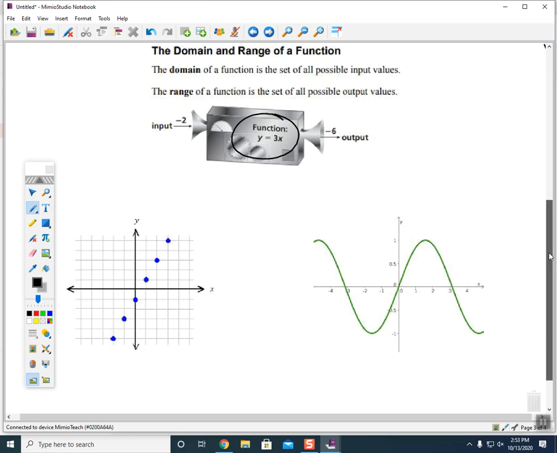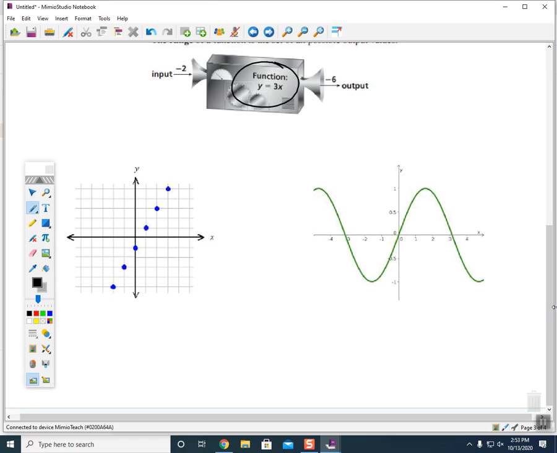So we're going to look at domain and range with these two graphs here. First of all, these graphs each have names. This first graph is a discontinuous graph.